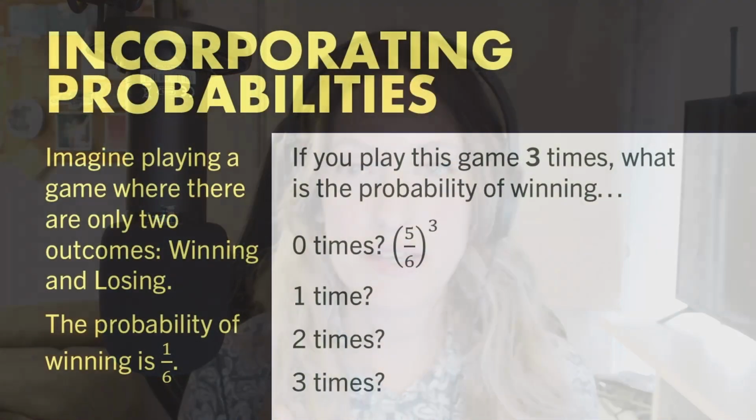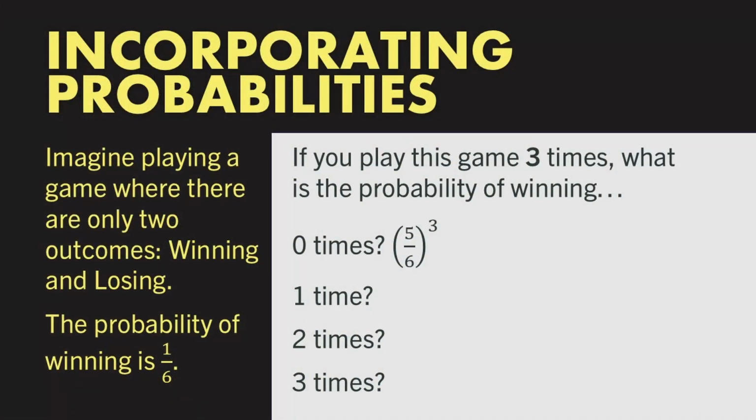Let's say we play 3 times. Then the probability of winning 0 times would be losing the first one, losing the second one, and then losing the third one.